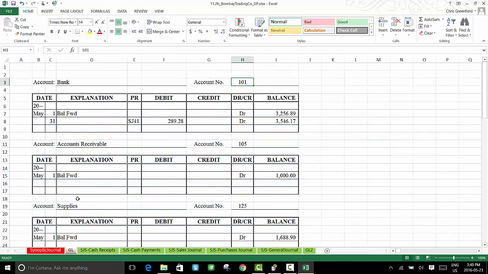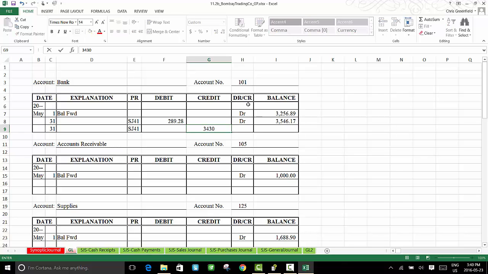So I'm going to go to my GL. This is also occurring on the 31st. XJ41, this time is a credit for 3430. In this case, I need to subtract these two numbers. I'm going to go up to my 3546, and go over to my 3430. I have more debit than credit, so my indicator is still a debit.